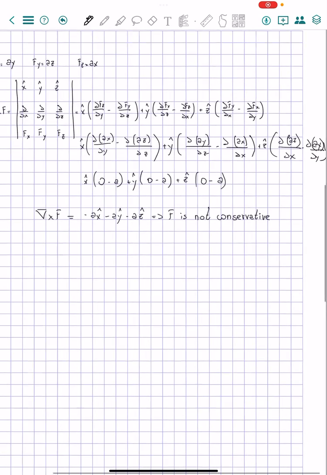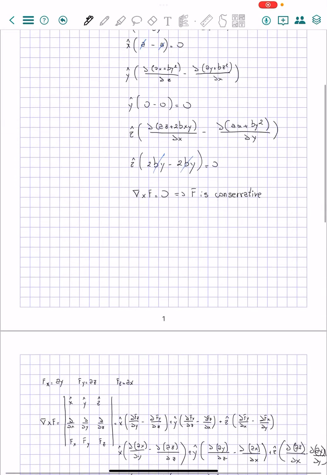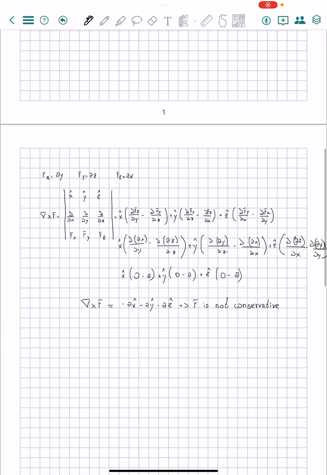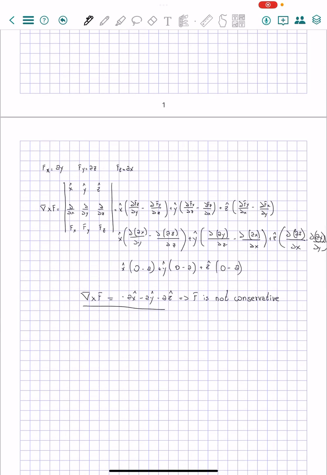So our first force was conservative because the vector product is equal to 0, but our second force is actually not conservative because the cross product does not equal 0.